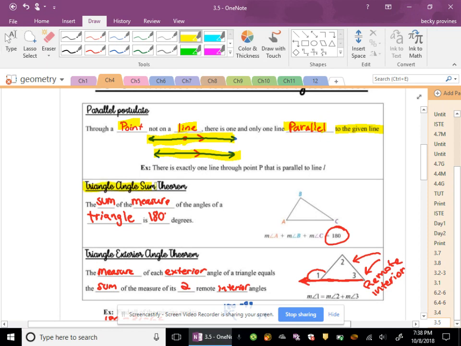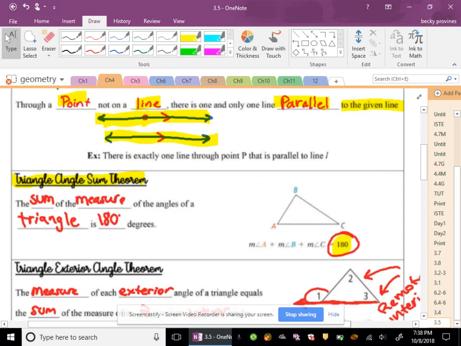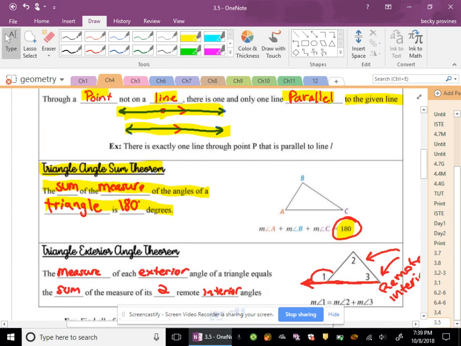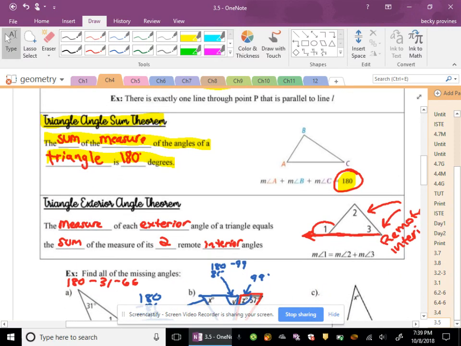Next is the triangle angle sum theorem, which just says that when you have any triangle, when you add up all the angles, it always equals 180 degrees. So the sum of the measures of the angles of a triangle is 180 degrees. We're going to use this quite a bit, so make sure you just know the angles of a triangle equal 180. Now the triangle exterior angle theorem.